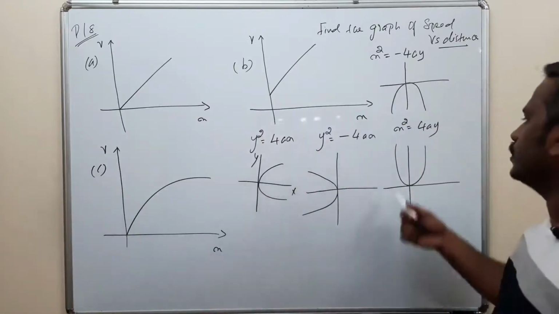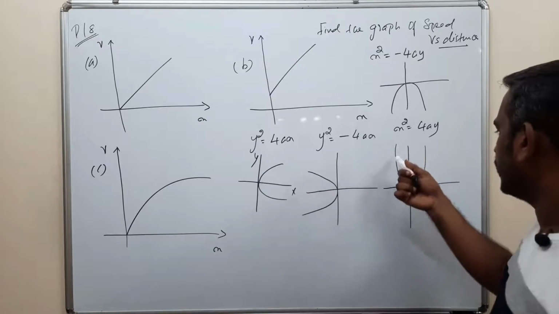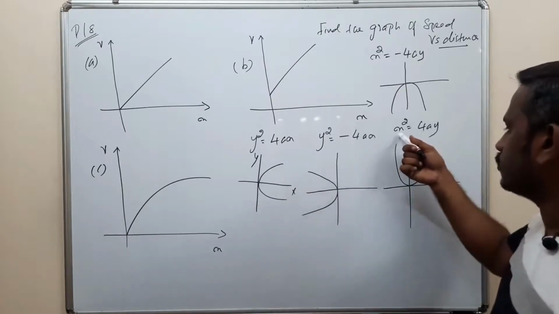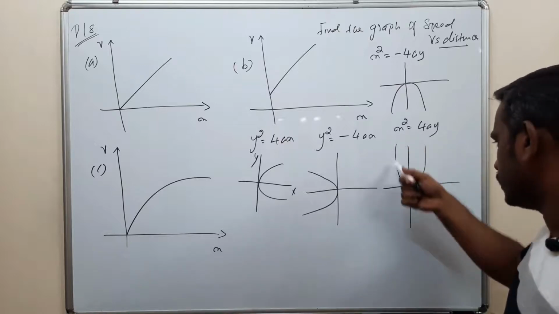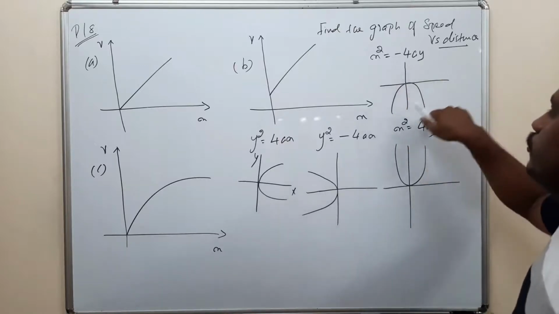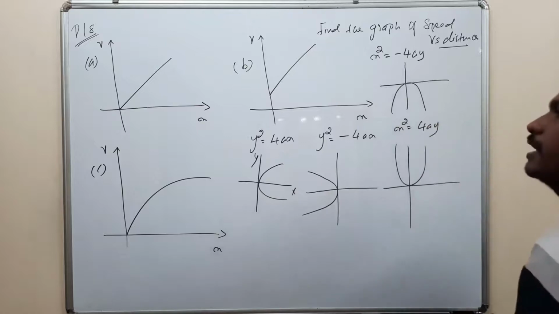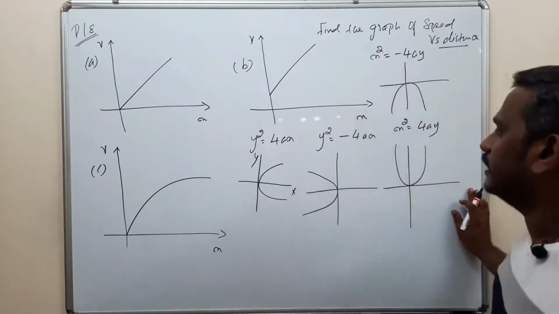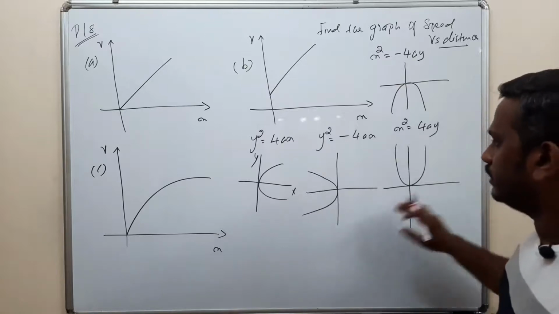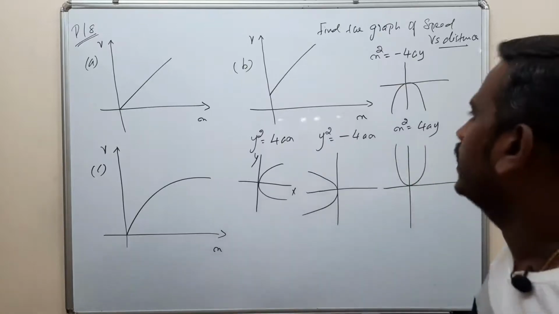x square is equal to 4ay. That is x square, the square term in x, with 4a, means the parabola is along the y axis. x square is equal to minus 4ay means the opposite parabola. So you have to remember these 4 standard parabolas and their corresponding equations.